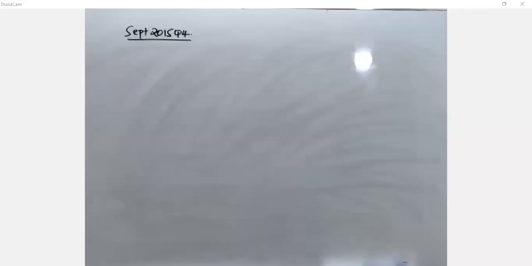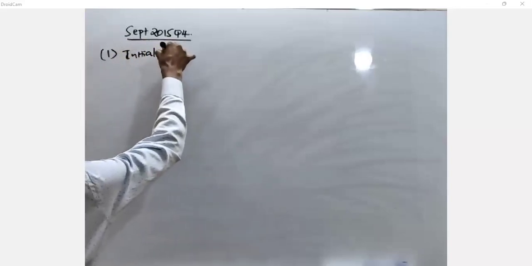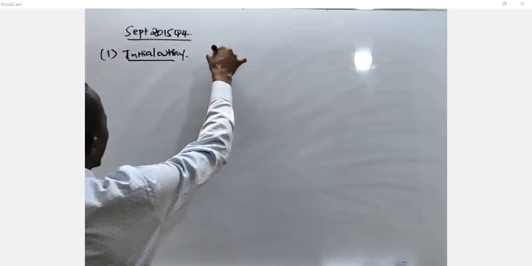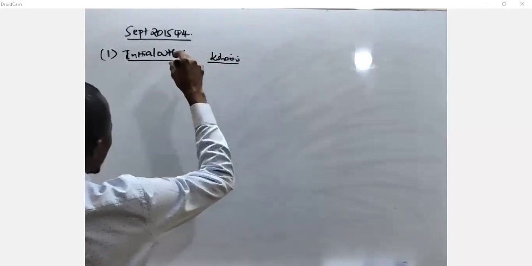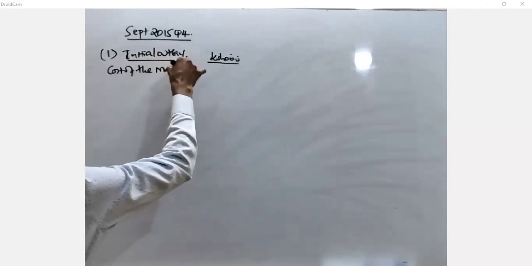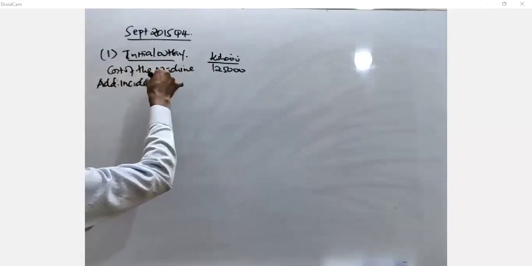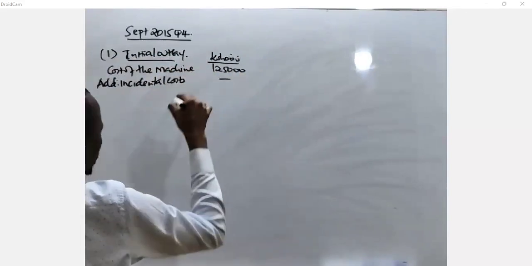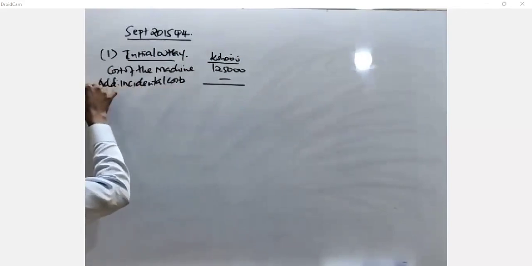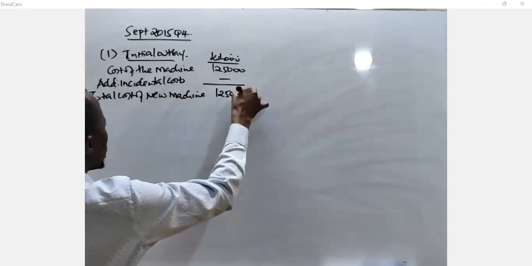Number 1, let us look at the initial outlay. Let me have our Kenya shillings reduced to thousands. So we are going to be starting with the cost of the machine. The cost of the machine we are being told is 125,000. Remember, we normally add incidental costs. In our case here, we are being told there is none. So the total cost of the new machine is how much? The total cost of the new machine will remain at 125,000.